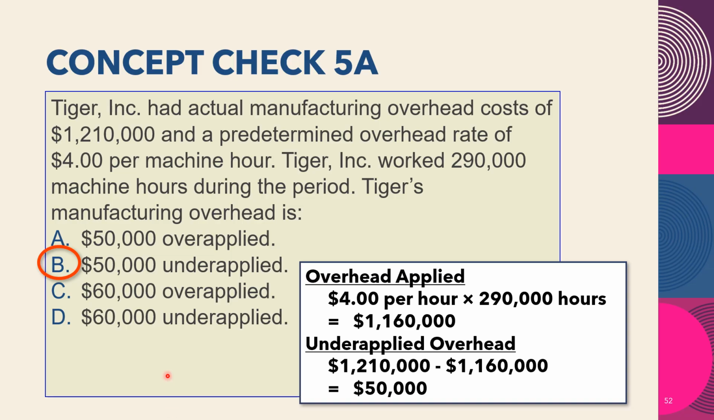The answer is B, $50,000 under-applied. Overhead applied is calculated as you take $4 per hour times 290,000 machine hours, you will get $1,160,000. That is the applied overhead. And the actual overhead is $1,210,000. So you have $50,000 under-applied overhead.